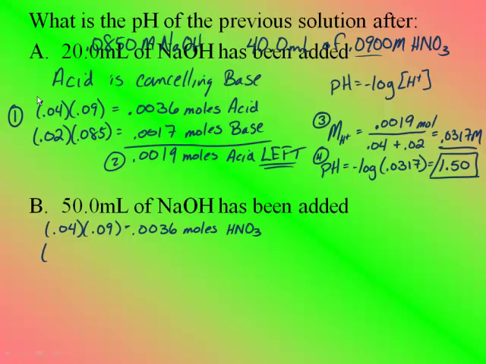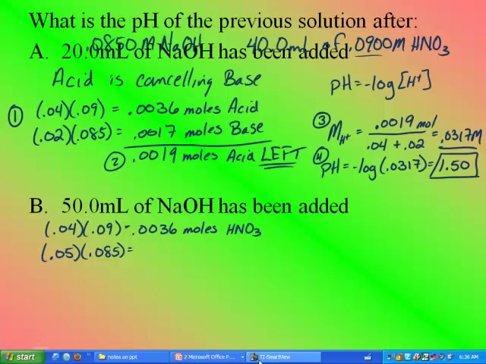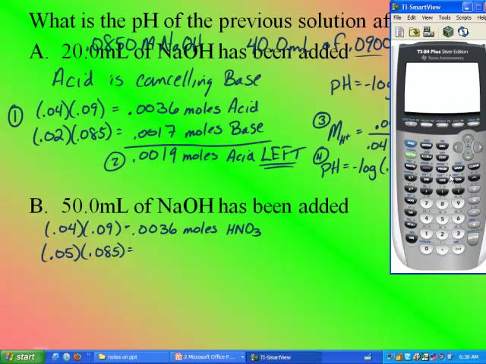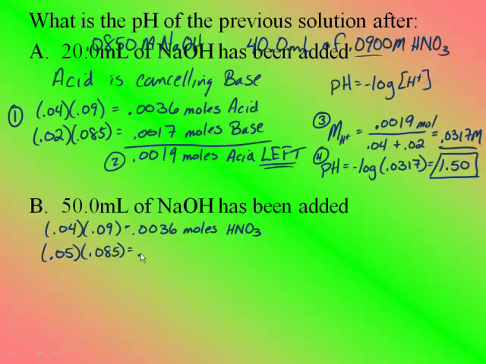Okay, so that was just from the previous problem and the previous slide. So now I have 50 milliliters of my 0.085 molar solution, which again, the math here is pretty easy, but I'm going to use the calculator just to be sure I don't make any mistakes. 0.05 times 0.085 is 0.00425. Okay, so again, step 1 is find the moles of each of your substances.